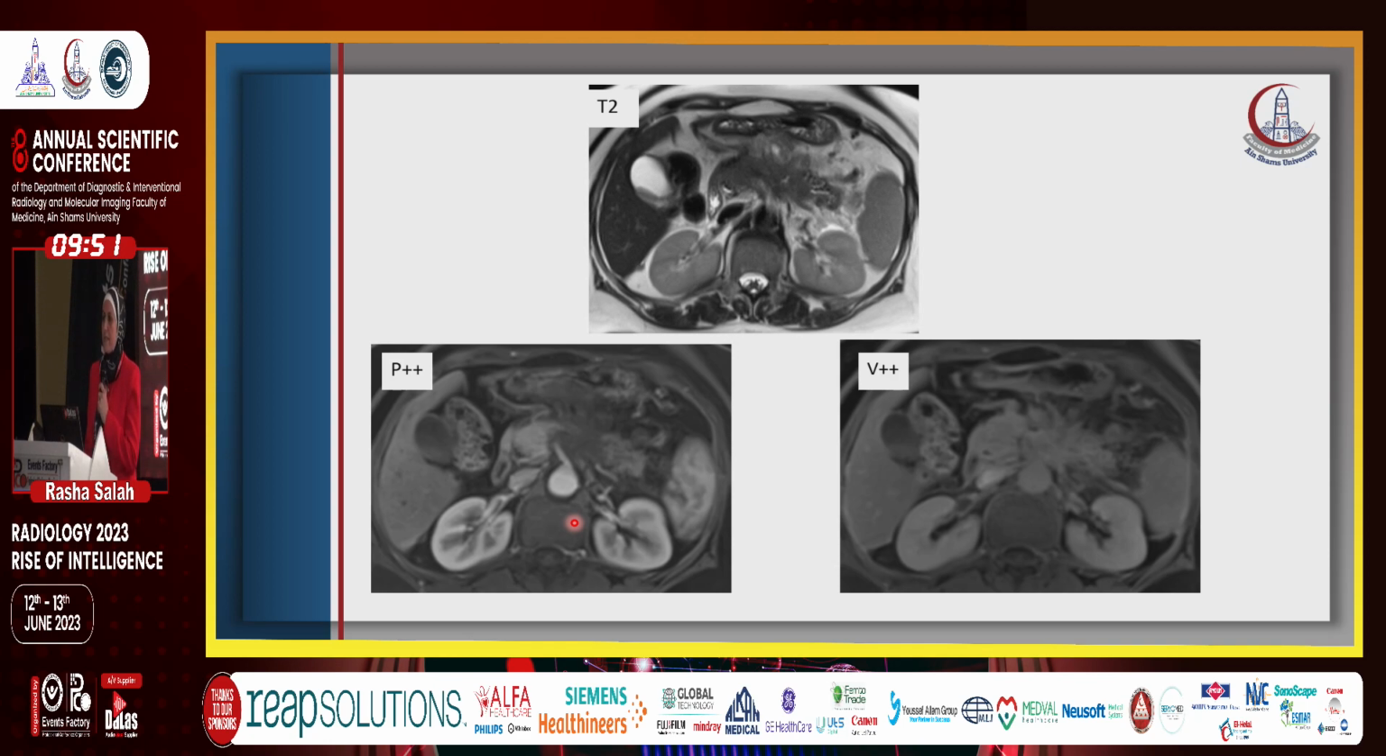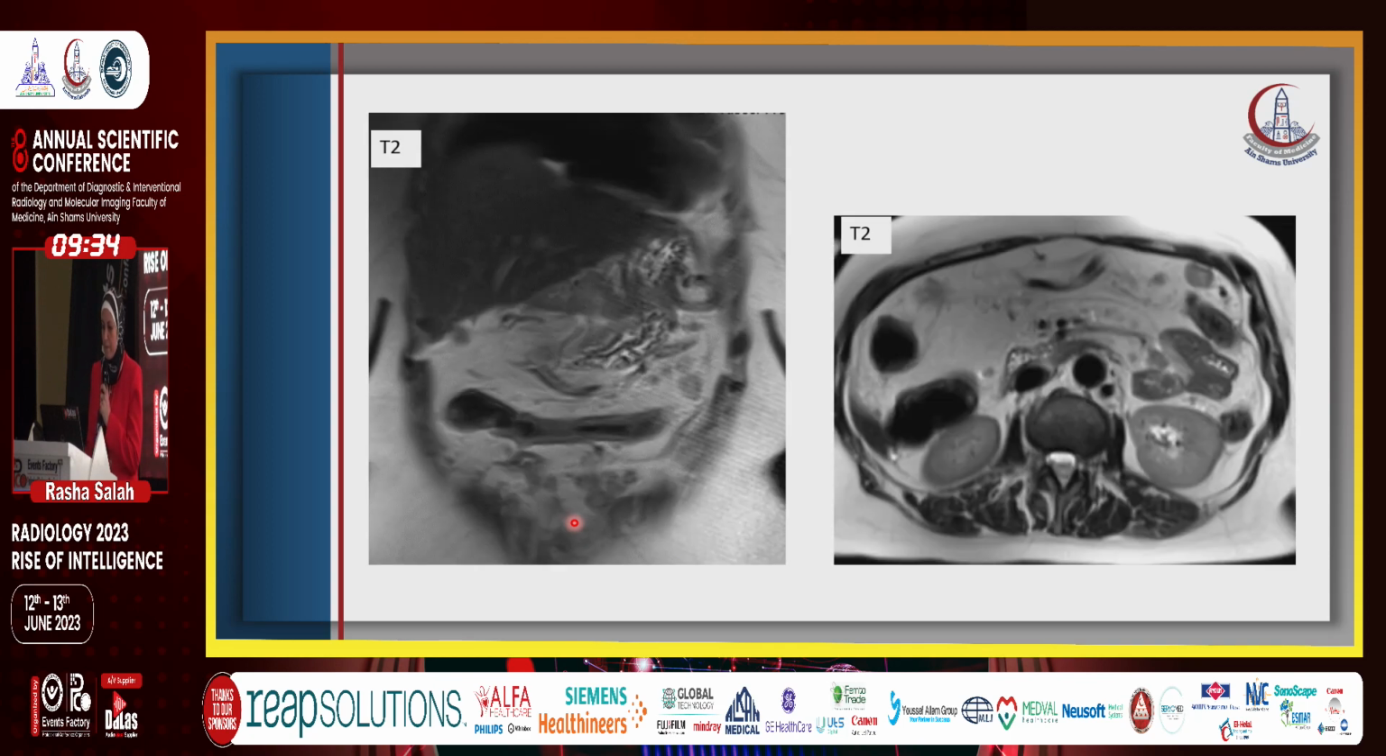So this appearance is not of chronic pancreatitis or necrotizing pancreatitis. This is suspicious for pancreatic adenocarcinoma. So this can explain why the patient didn't have relief of symptoms in spite of the proper hospitalization and treatment.